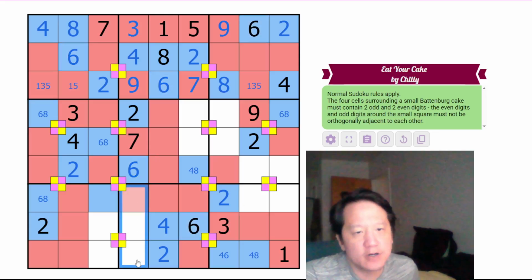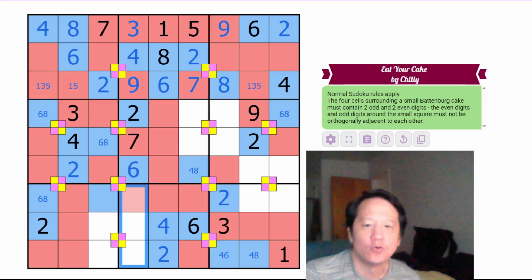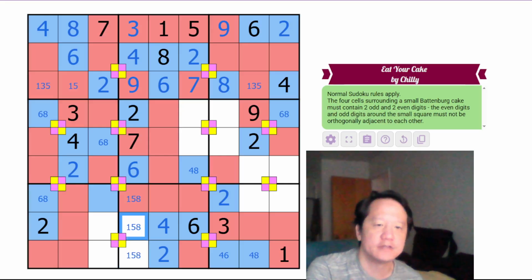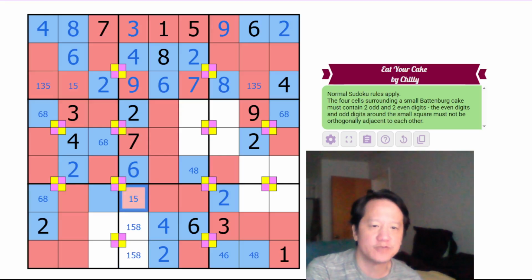Remaining digits of column 4 are 1, 5, and 8. Obviously, this can't be 8 because 8 can't be an odd digit. No 1 here because of 1 in the row.